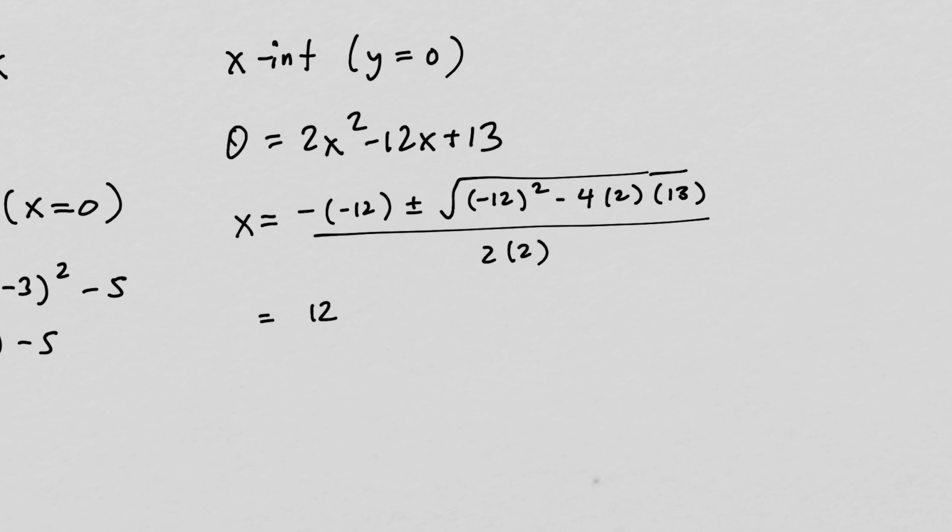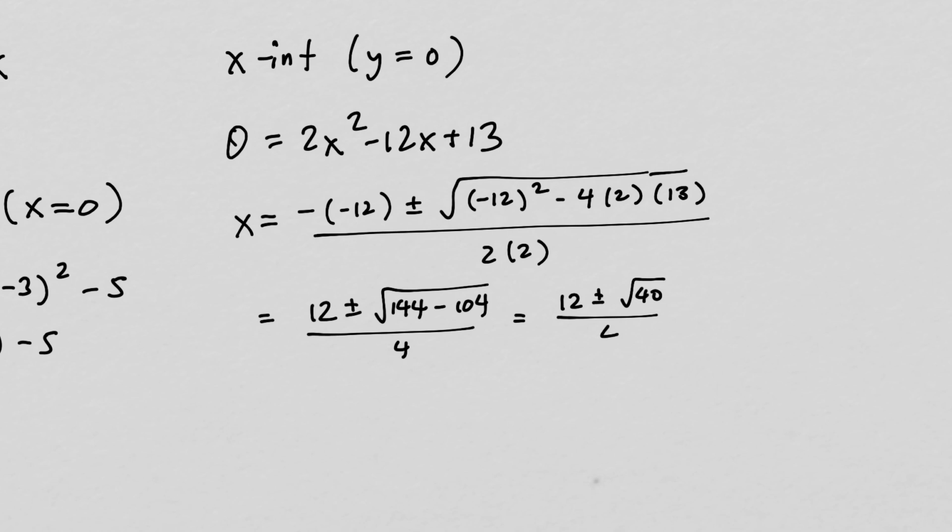This is going to be positive 12 plus or minus the square root of 144. And then here we have 4 times 2, which is 8, and 8 times 13, which is 104. So that's minus 104, and then all divided by 4. This is 12 plus or minus the square root of 40, divided by 4.